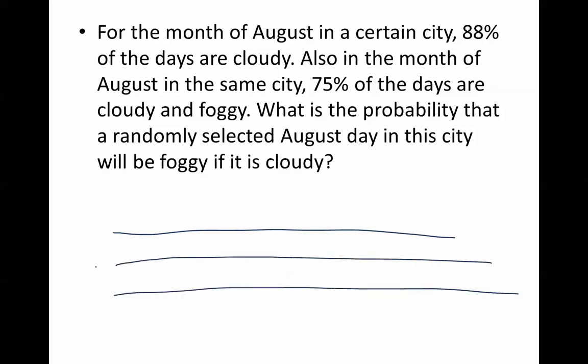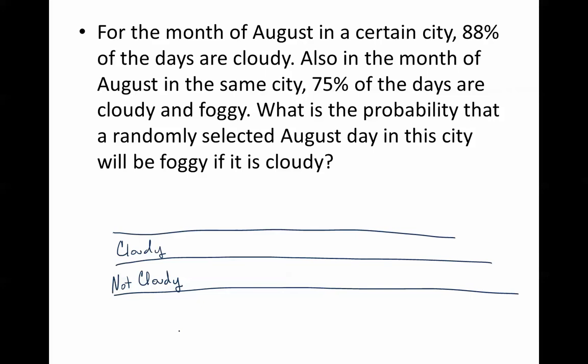for your first event. So the first thing we're told about is being cloudy. So we know that some of the days are going to be cloudy, and then the complement of that, some of the days are going to be not cloudy. And those two events we know are independent. They can't happen at the same time.